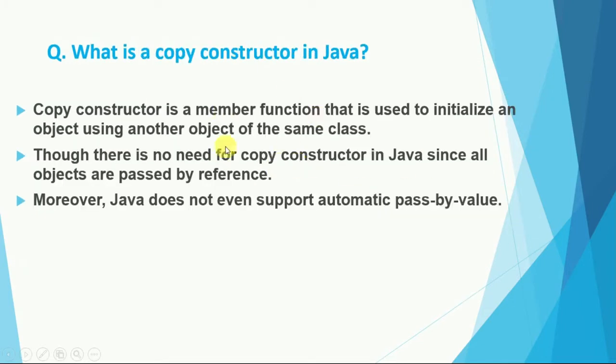What is a copy constructor in Java? A copy constructor is a member function that is used to initialize an object using another object of the same class. So try to understand, a copy constructor is a member function which is used to initialize an object, but by using another object of the same class.